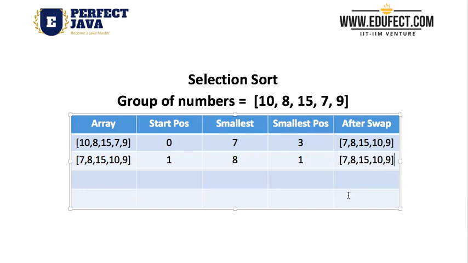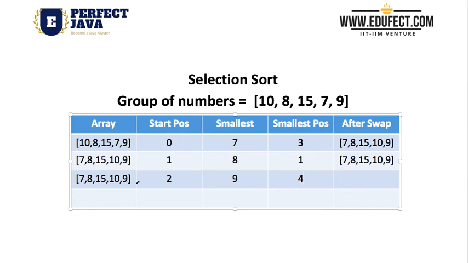So once we swap them, this is how the array will look. Now this becomes a starting array again. 7, 8, 15, 10, 9. What is our start position? Now 2. Why? Because this part of the array is now sorted. So in the remaining part, which is the unsorted part, let us again find the smallest, which is going to be 9. Now what is the position of 9? It is 0, 1, 2, 3, 4. So 9 would be at position 4.